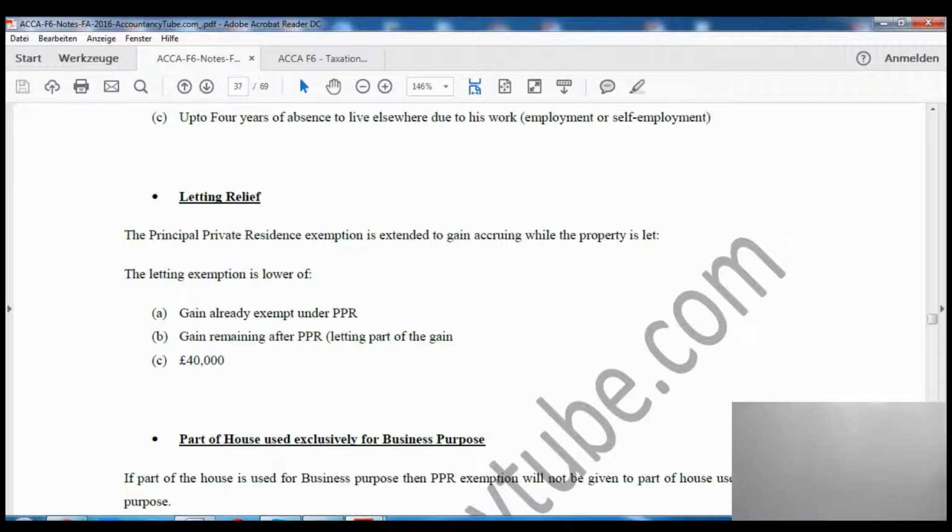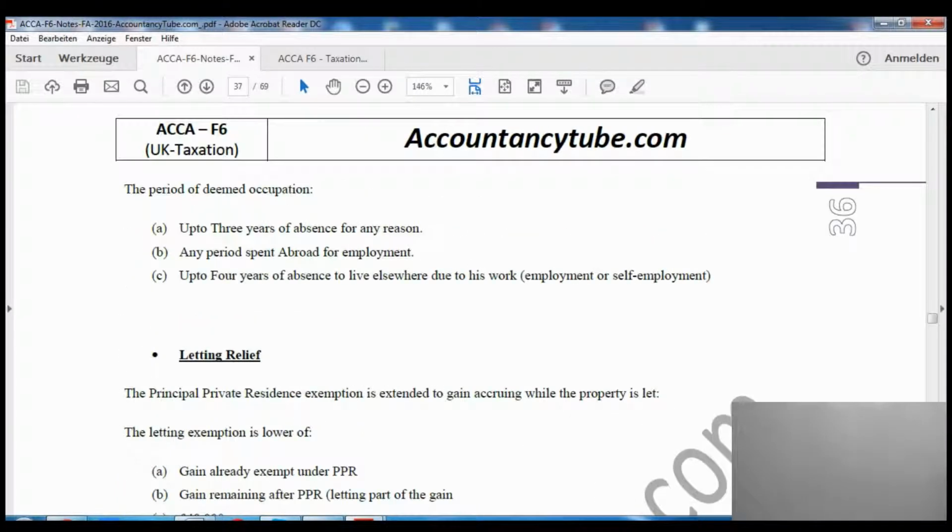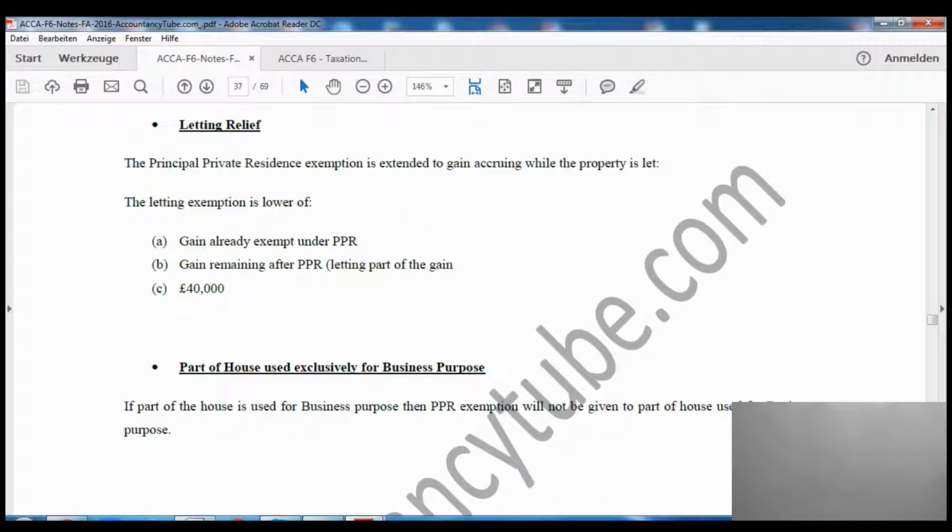Right? Now, the PPR relief will be extended by something called letting relief. It is also part of the principal private residence relief. Now, if you have let your principal private residence out to someone else, then you will get the letting relief as well. So principal private residence exemption is extended to gain accruing while the property is let.